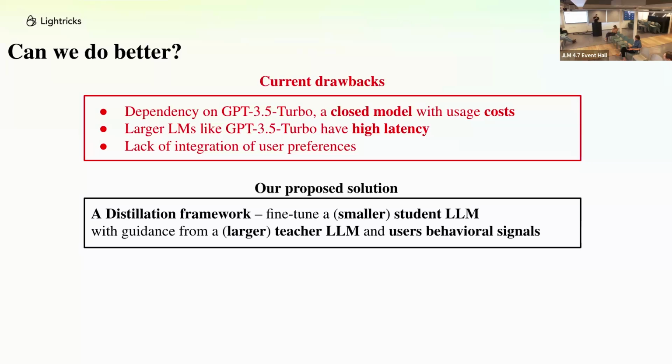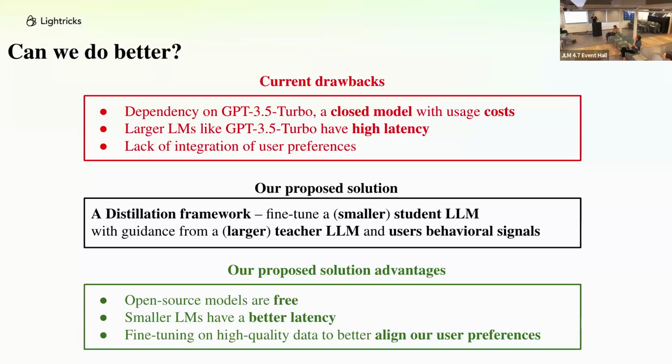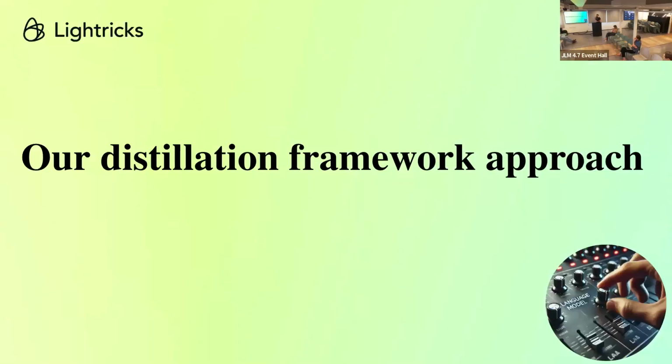So the advantages of our proposed solution are that we will use a smaller model which is open source and free. Smaller LLMs have better latency, so we can improve the latency a lot. And finally, we fine-tune on high-quality data that better aligns with user preferences. So we take the user preferences into account. Okay, so now let's dive deeper into our approach, the distillation approach.